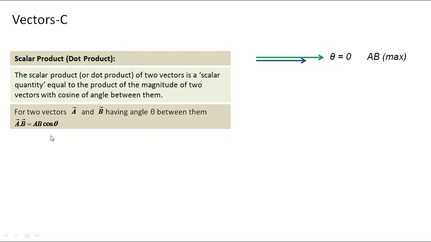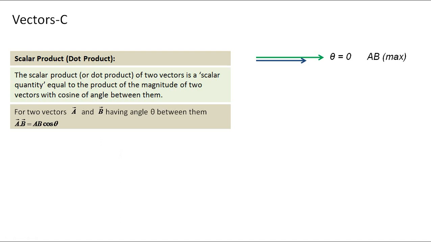And we know the property of cos theta: as theta increases, cos theta keeps on decreasing. Hence the dot product also keeps on decreasing as theta increases. Let's understand in terms of five distinct cases.